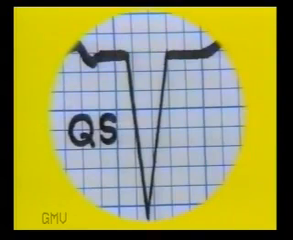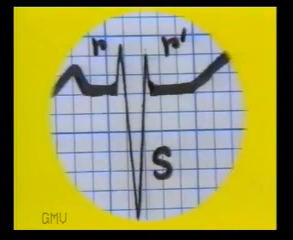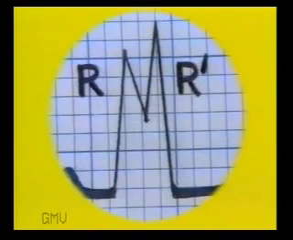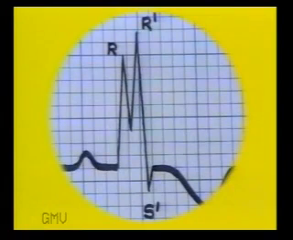And in this complex there is only a downward deflection, no R wave. We do not know whether it is a Q wave or an S wave, so it is termed as QS complex. This is an RSR dash with a deep S wave. This is an RSR dash with a tall R dash wave. This is an RR dash pattern. And this is an RR dash S dash pattern.